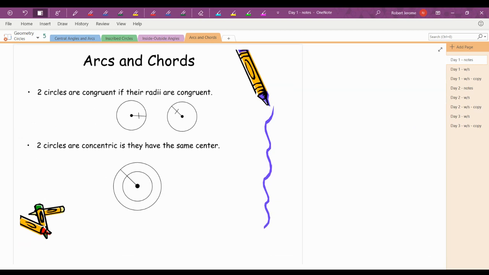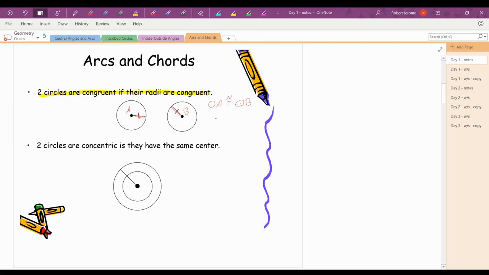Now, as we move forward, we want to understand a few things. So let's highlight a few things that are really important for us to keep track of. So first of all, two circles are congruent if their radii are congruent. So looking at this figure here, if the radii of the two different circles are congruent, then those circles are congruent. So for example, if one was called A and B, we could say circle A is congruent to circle B.